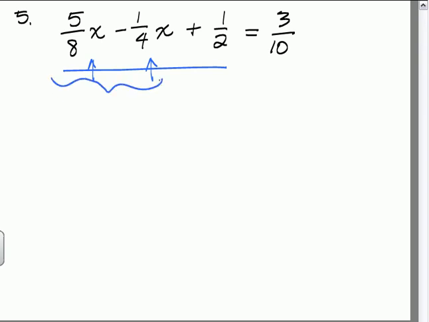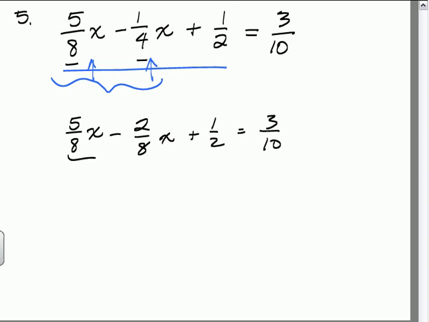So if I'm going to combine these two, oh, you know what we need here. We need a common denominator. And the common denominator between 8 and 4 would be 8. So we still have that 5/8 x, and 1/4 would be 2/8 x, plus 1/2 equals 3/10. Can combine those to give us 3/8 x plus 1/2 equals 3/10. So I'm still in that first step, cleaning up.